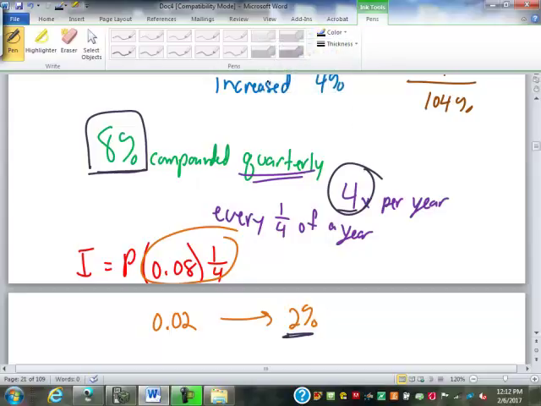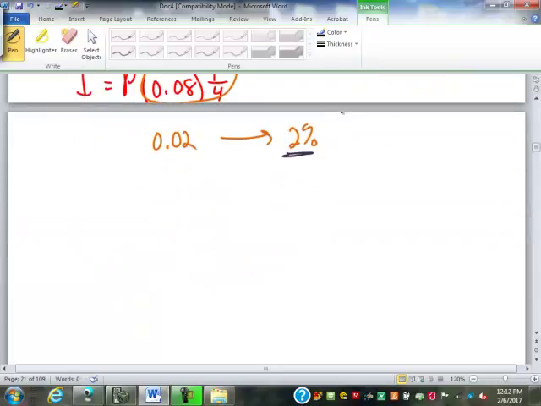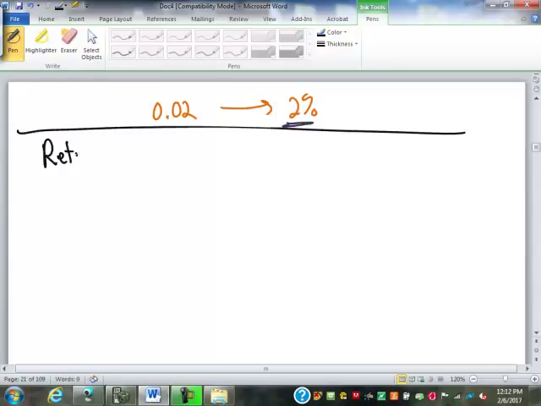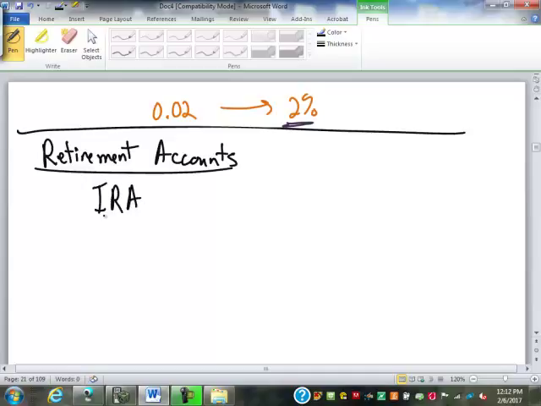Now, the example that I really want to show you involves the power of being young. Right now, you're all in high school, so I'm assuming you're 18, 17, maybe even 16 for some of you. When you look at retirement and retirement accounts, IRS regulations allow you to start putting into an IRA, which stands for individual retirement account, starting at age 16.